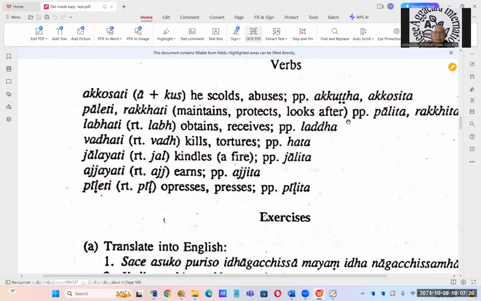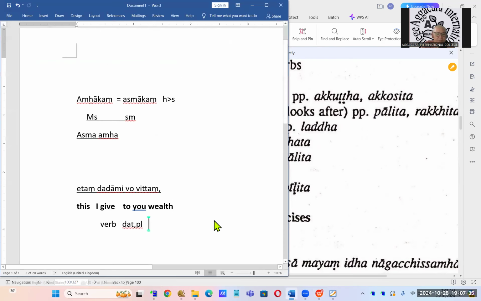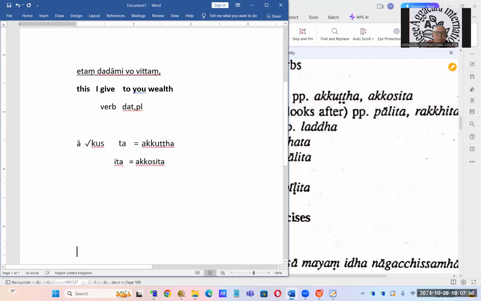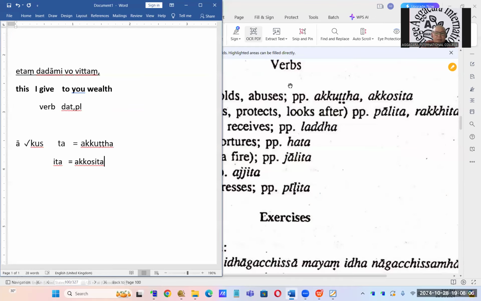So this means that if you put a plus kus, and then you put ta, you will get akuta. If you put ita, you will get akosita. Actually the same word, but the suffixes are different. These two are actually past participles, okay? Same meaning, abused, scolded, all right?